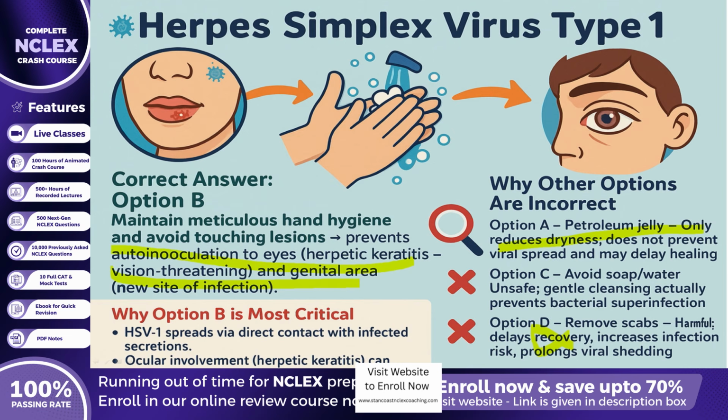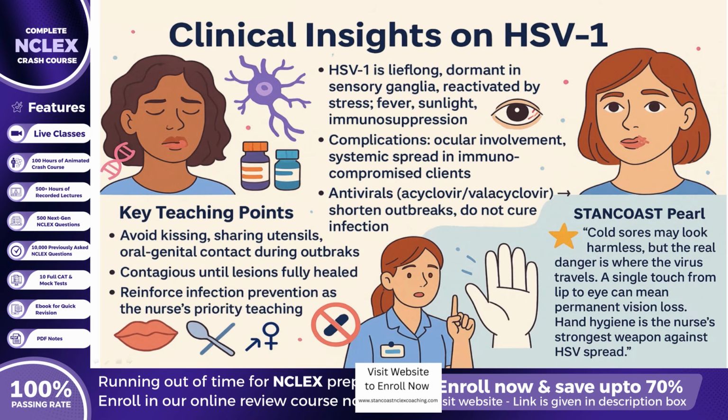Treatment with antiviral agents such as acyclovir or valacyclovir can help shorten outbreaks, but will not cure the infection. During counseling, nurses should stress avoiding kissing, sharing utensils, and engaging in oral genital contact during active outbreaks, as lesions remain contagious until they are fully healed. And here is your Stancoast pearl to tie this together. Cold sores may look harmless, but the real danger is where the virus travels. A single touch from lip to eye can mean permanent vision loss. Hand hygiene is the nurse's strongest weapon against HSV spread.